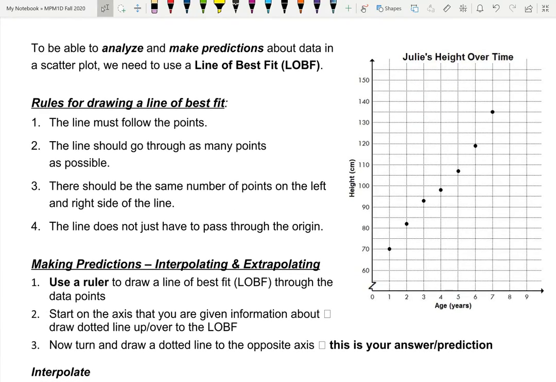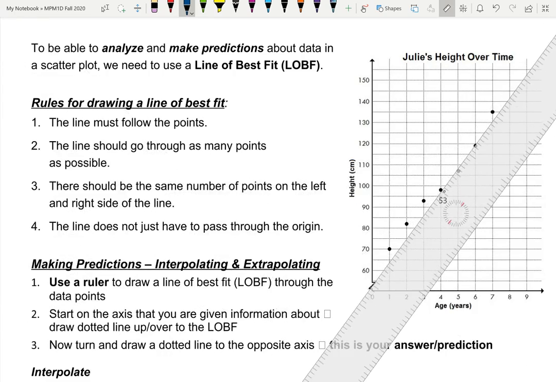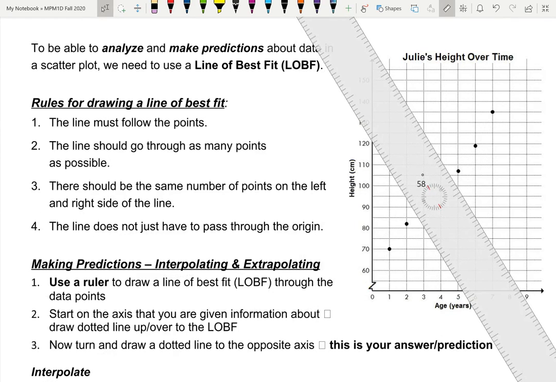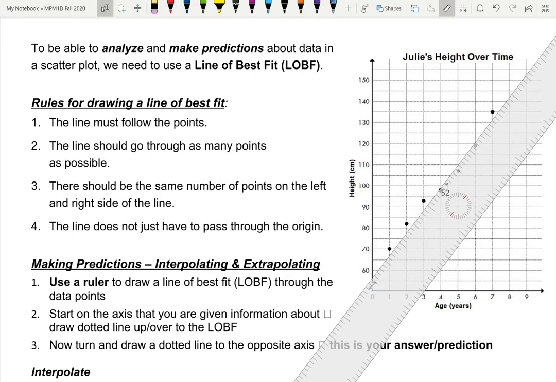To be able to analyze and make predictions about data on a scatter plot, we need to use a line of best fit, or LOBF. So to draw your line of best fit, you must use a ruler. It has to be a straight line. Our line of best fit must follow in the same direction as our points. So I'm not going to draw a line of best fit in this direction. It has to be following the direction of the points.